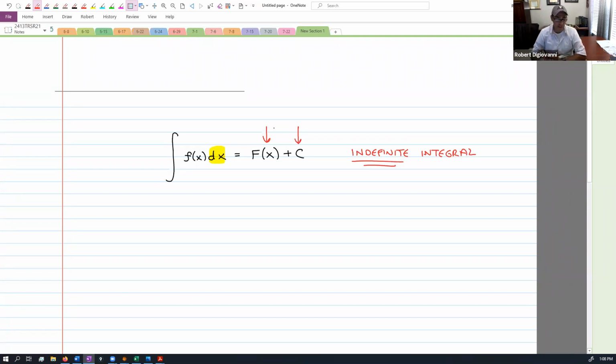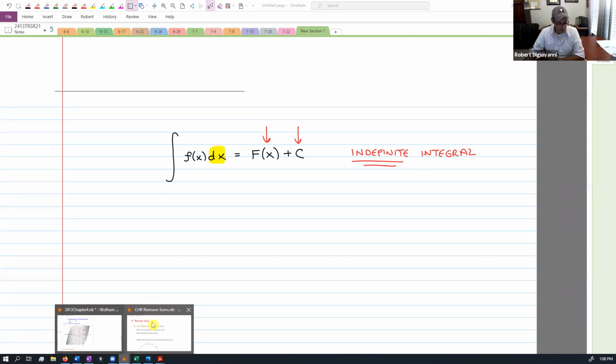We now talk about something called the definite integral, which is going to have a completely different meaning. The answer is going to have a completely different meaning to us. But I have to give you the motivation behind it. All right, so here's the actual idea.